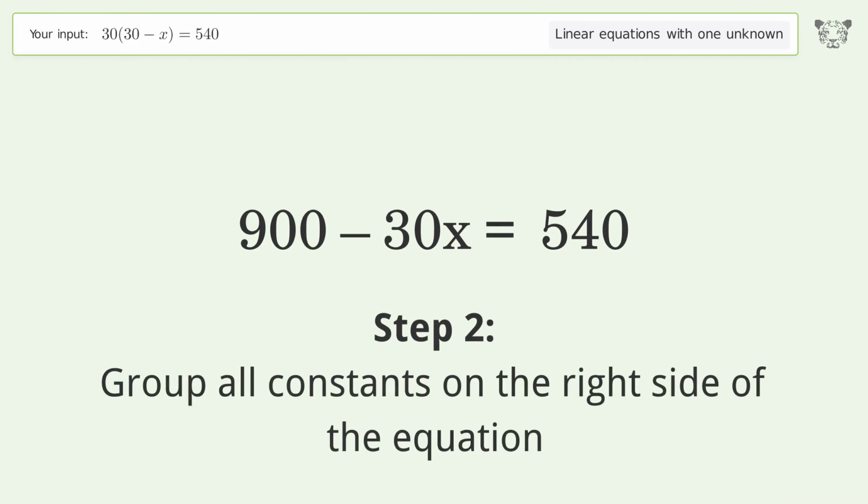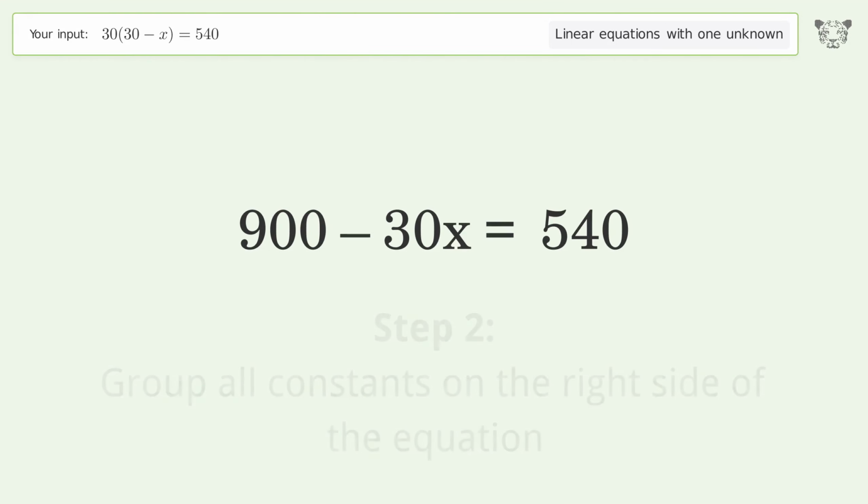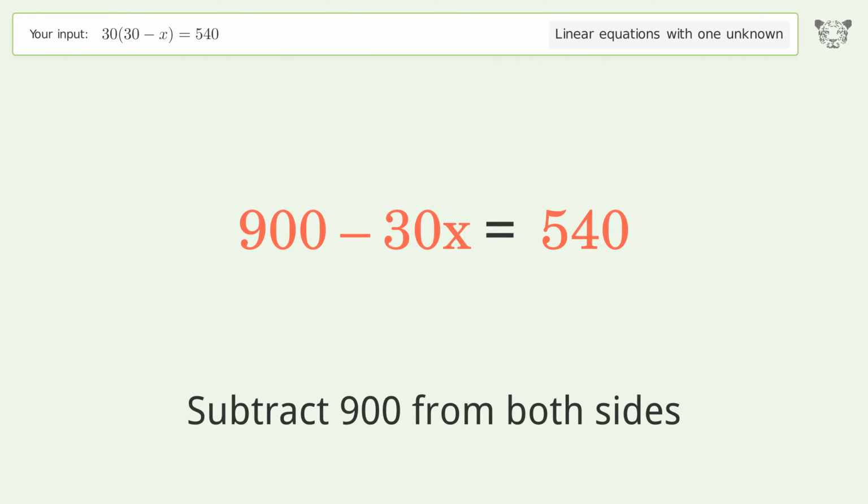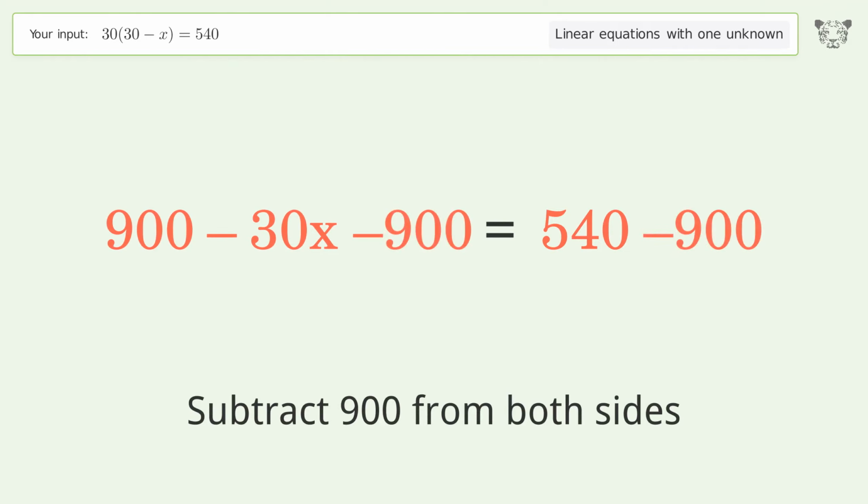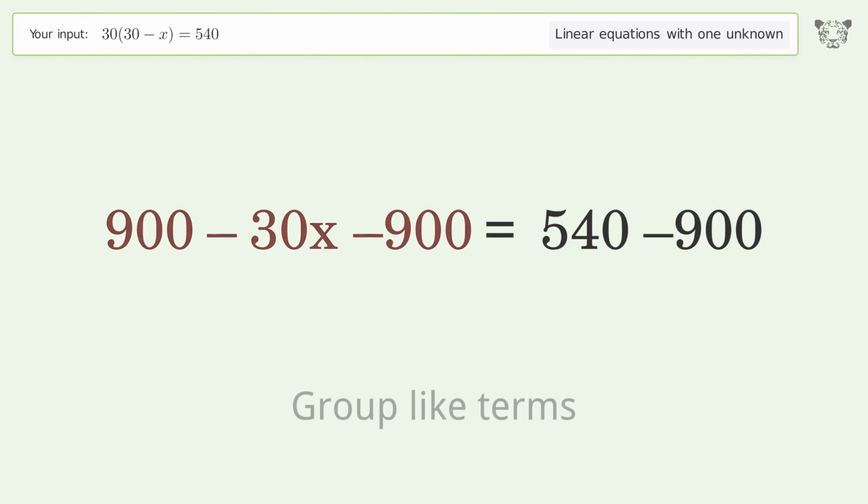Group all constants on the right side of the equation. Subtract 900 from both sides. Group like terms. Simplify the arithmetic.